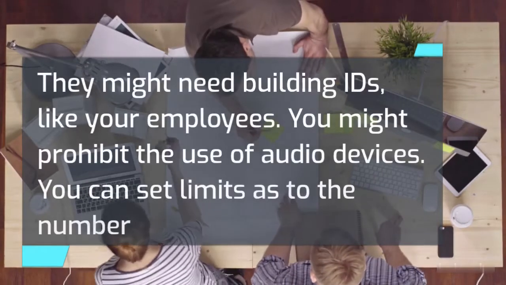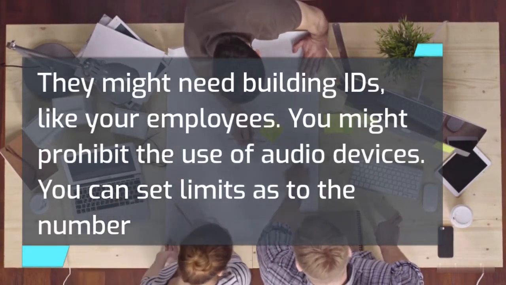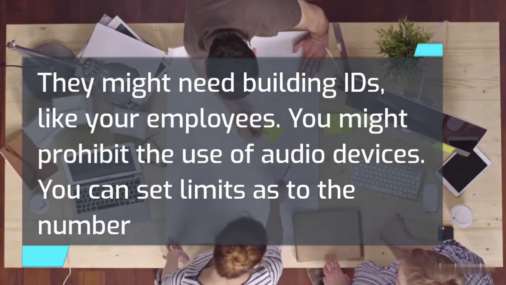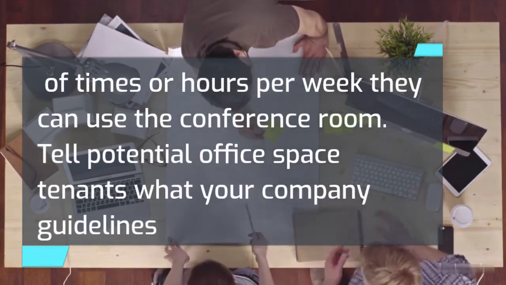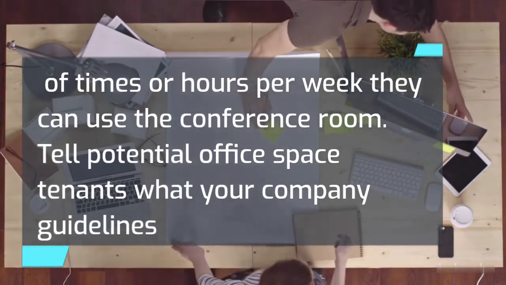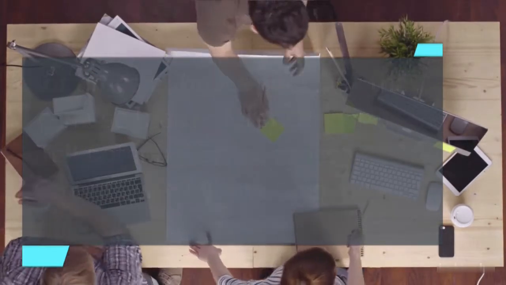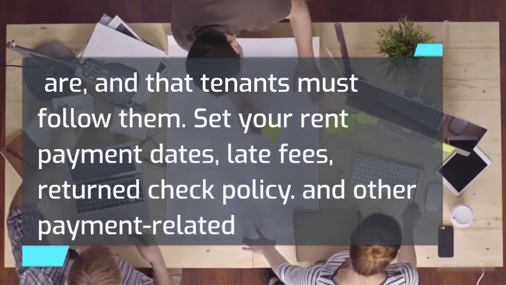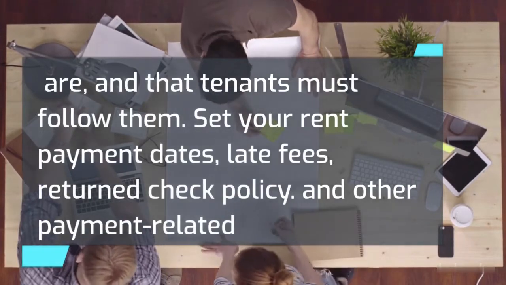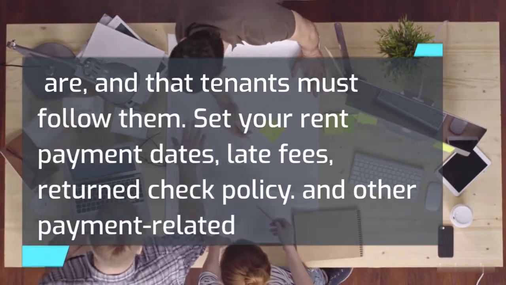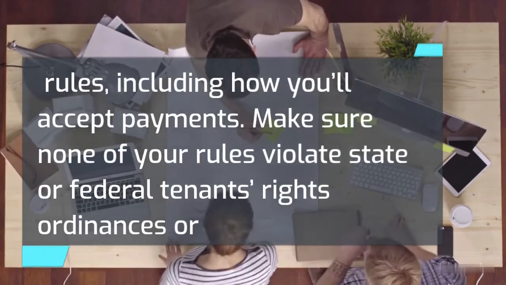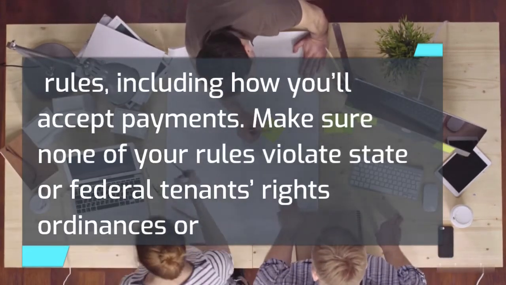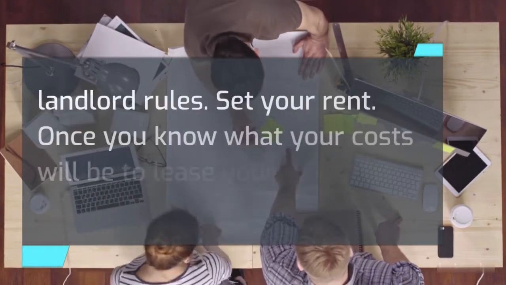They might need building IDs, like your employees. You might prohibit the use of audio devices. You can set limits as to the number of times or hours per week they can use the conference room. Tell potential office space tenants what your company guidelines are, and that tenants must follow them. Set your rent payment dates, late fees, return check policy, and other payment-related rules, including how you'll accept payments. Make sure none of your rules violate state or federal tenants' rights ordinances or landlord rules.